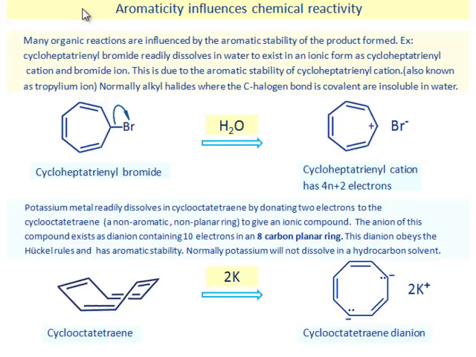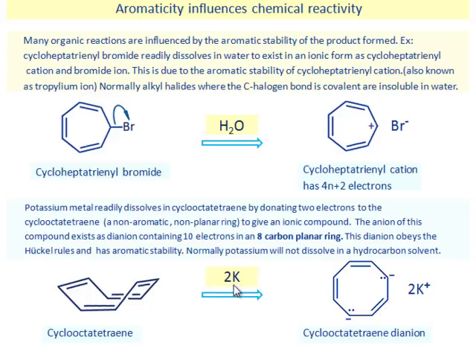Aromaticity influences chemical reactivity. Many organic reactions are influenced by the aromatic stability of the product formed. For example, cycloheptatrienyl bromide readily dissolves in water to exist in an ionic form as cycloheptatrienyl cation and bromide ion. This is due to the aromatic stability of the cycloheptatrienyl cation, also known as tropylium ion. Normally, alkyl halides, where the C-halogen bond is covalent, are insoluble in water.